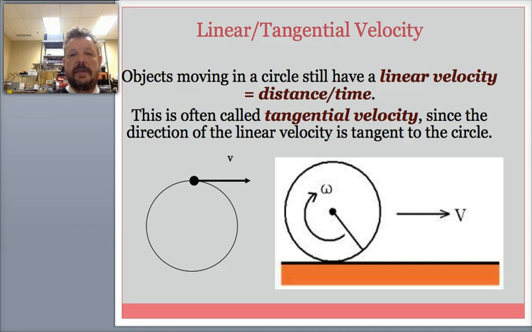Objects moving in a circle still have a linear velocity, which is equal to distance divided by time. This is often called tangential velocity since the direction of the linear velocity is tangent to the circle.